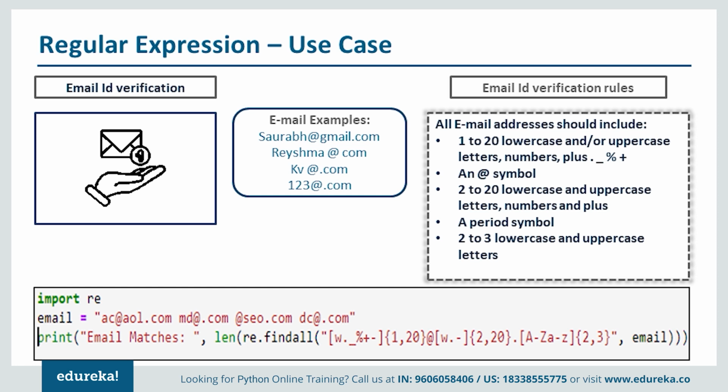Then @ is there. Similarly, the website name can be 2 to 20 characters, but special characters like percentage or plus will not be there. Hyphen can be there in the website name, that's for sure. And then after that we have the dot com part, letters with a range of 2 to 3. So this is how you can identify whether the email you are using is valid or not.